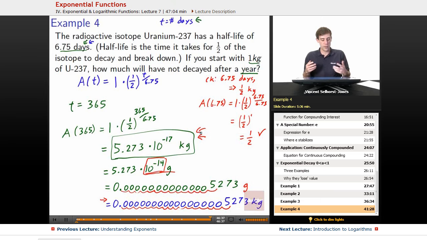So 5.273 times 10 to the negative 17th kilograms, which is an absolutely minuscule amount of radioactive material left, considering that we started at 1 kilogram. So that shows us how decay works.